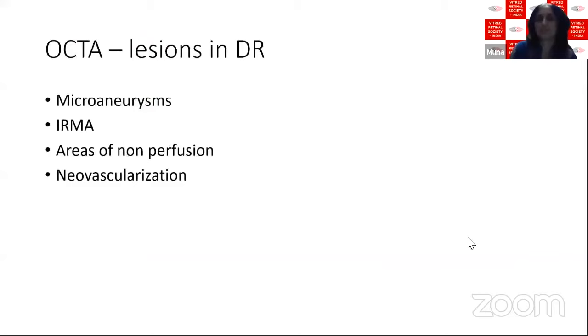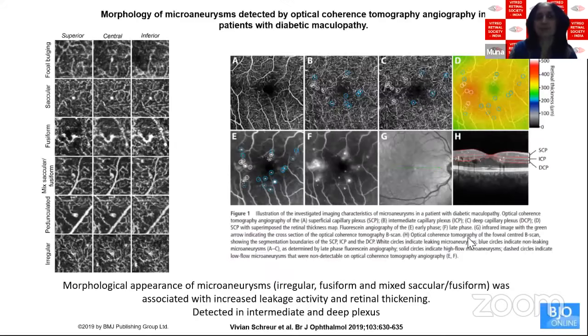Coming to diabetic retinopathy, these are the typical lesions, and I'll show you some interesting references that I found in the course of preparing for the talk today. Why do we not only mention that you cannot see microaneurysms in patients with diabetic retinopathy? Why don't you see them?